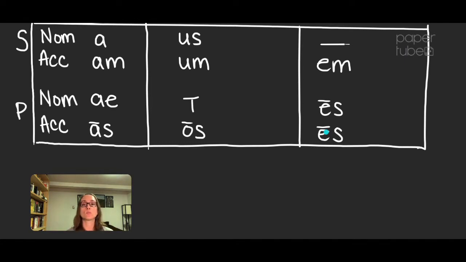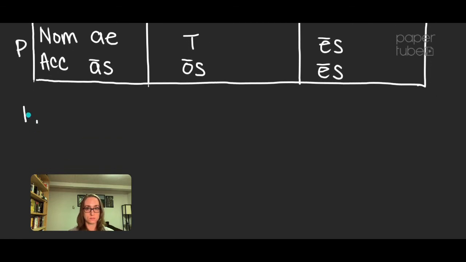Let's do numbers 1 and 2, and then you can do the rest of them on your own. Number 1. Cornelius wants to write many letters. Well, I know how to start that already. Cornelius.